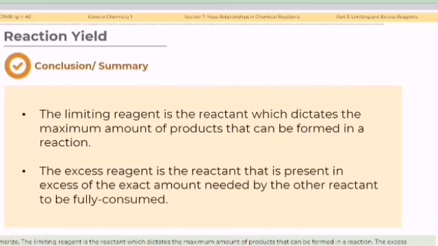To summarize, the limiting reagent is the reactant which dictates the maximum amount of product that can be formed in a reaction. The excess reagent is the reactant that is present in excess of the exact amount needed by the other reactant to be fully consumed.